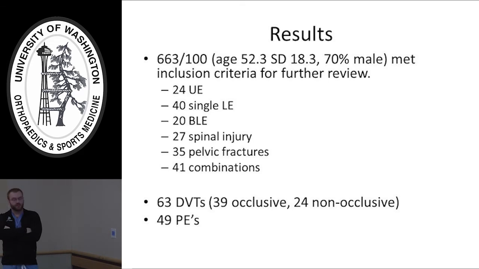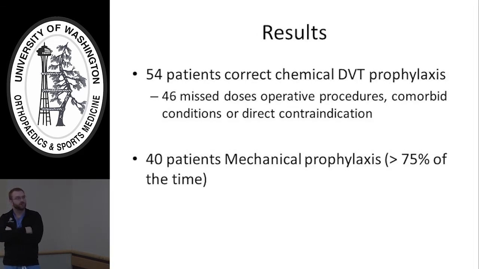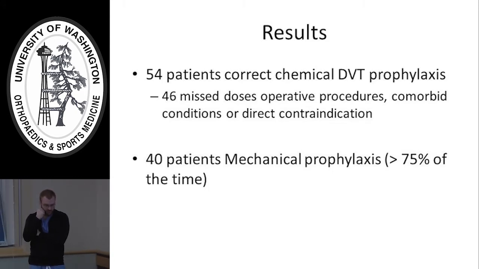In reviewing whether the patients received appropriate prophylaxis, 54 did receive correct chemical DVT prophylaxis, and 46 missed doses because of their procedures, comorbid conditions such as head bleeds, or direct contraindications. And of those, 40% had mechanical prophylaxis on greater than 75% of the time prior to when they were diagnosed. So tentatively, we're still cracking the data and getting patient factors, but it points out that despite appropriate chemical and mechanical DVT prophylaxis, a relatively high rate of patients still do get DVTs and PEs. That's what I got.